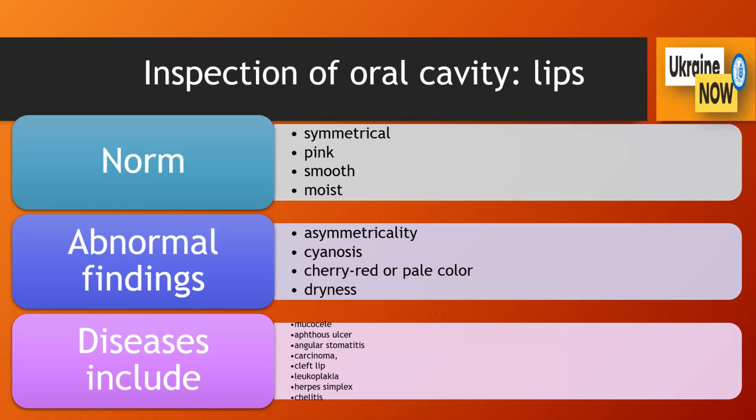There should be no growths, lumps, or discolorations of the tissue. Abnormal findings are asymmetry, cyanosis, cherry red or pale color, or dryness. Diseases include mucocele, stomatitis, carcinoma, cleft lip, leukoplakia, herpes simplex, etc.